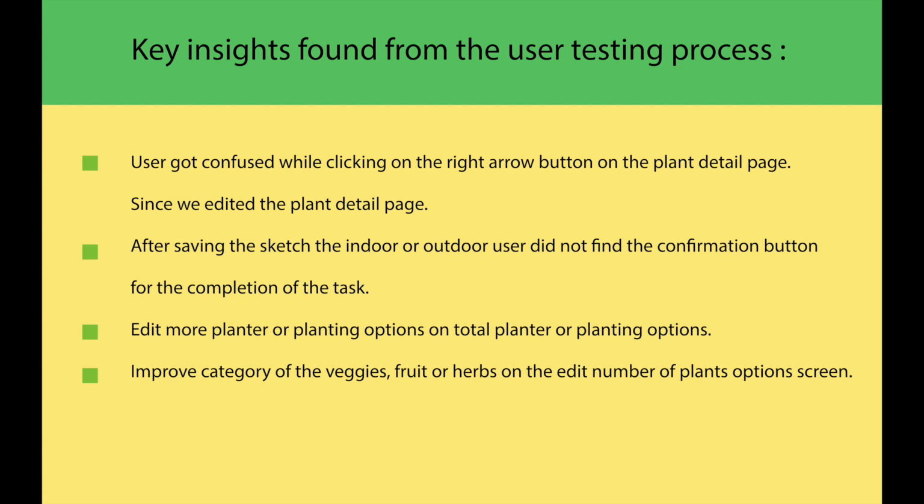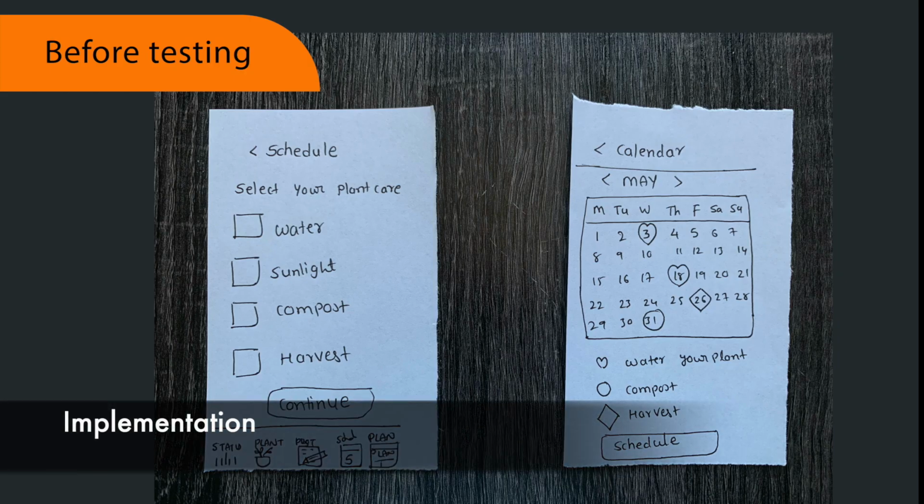These are the key insights we found during the testing process. And finally, we started implementing them on a paper prototype. In the earlier prototype, we created two screens consisting of a scheduling task. The first screen is about selecting your plant care, which includes pouring water, sunlight, compost, and harvesting time.